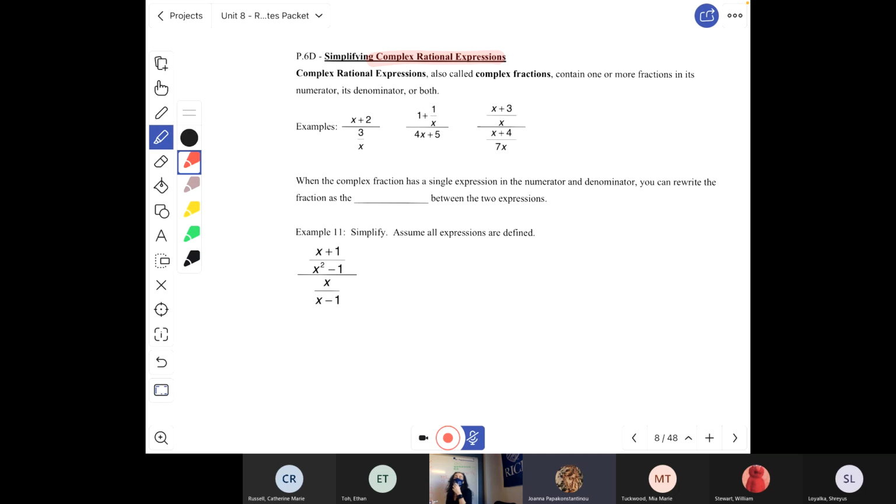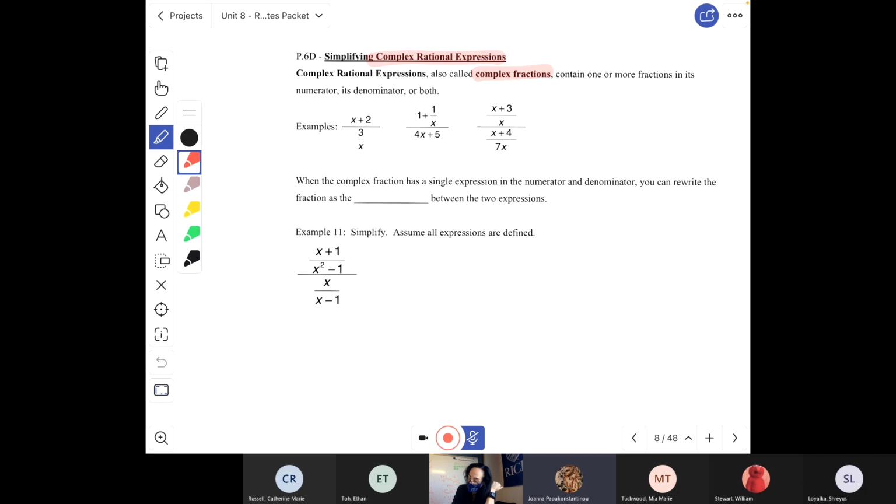What is a complex rational expression? Now, you may be thinking, well, complex, does that mean a plus bi or a minus b? No, I'm not talking about complex numbers. I'm talking about complex as in, ooh, complicated. A complex rational expression, also known as a complex fraction, contains one or more fractions in either the numerator and or the denominator.